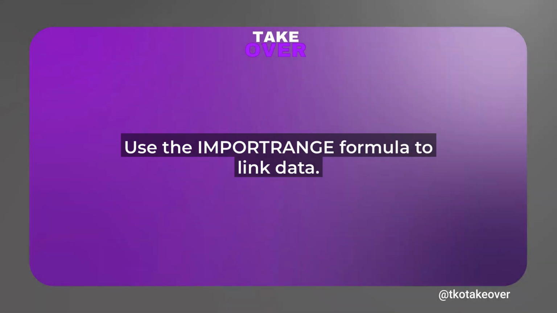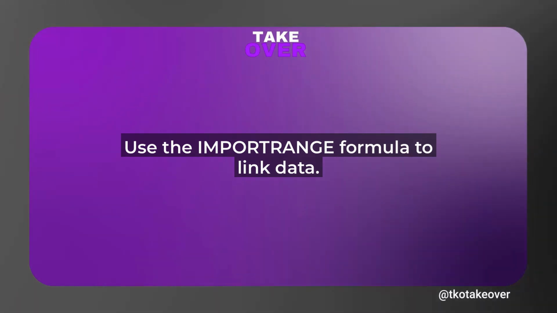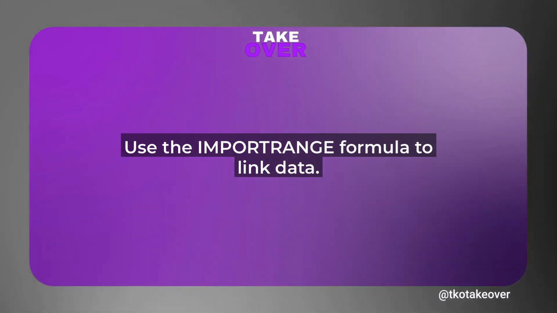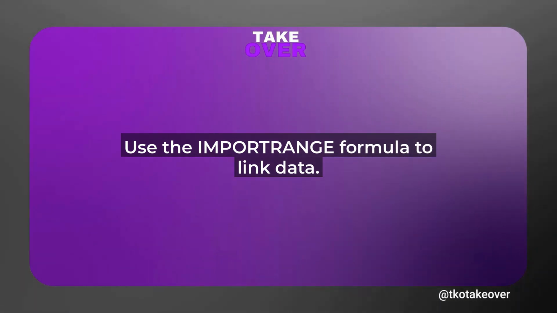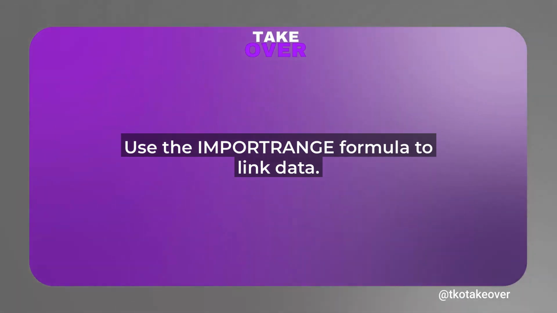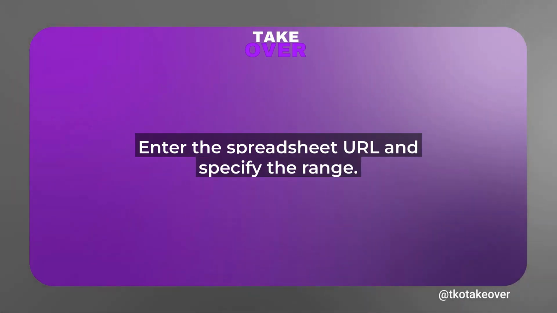To get started, open Google Sheets and create a new spreadsheet or open an existing one with at least 2 sheets. Step 1. Identify the sheet you want to link from. Let's say it's sheet 1 with your data. Now, go to the sheet you want to link to, like sheet 2.